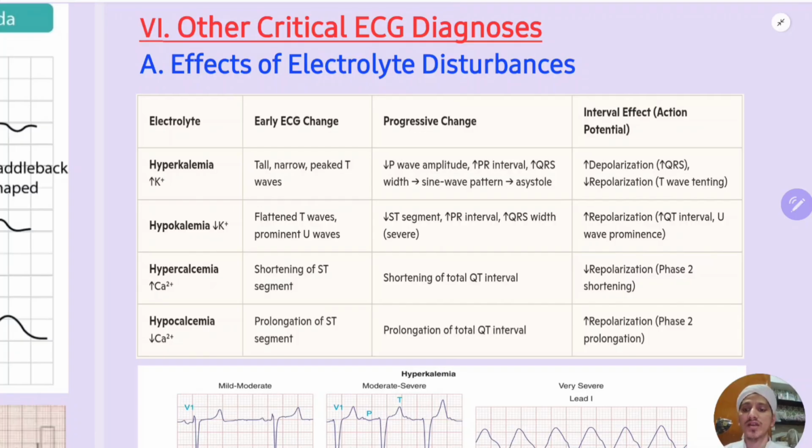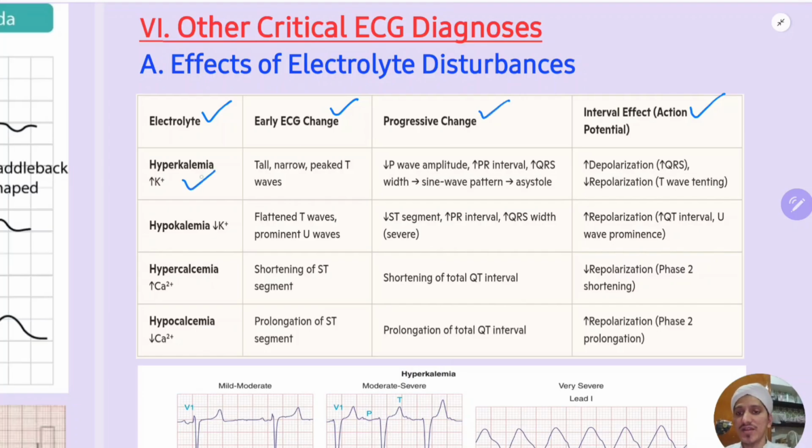Effect of electrolyte disturbances. In that, potassium and calcium disturbances are very common. So one by one we will discuss hyper and hypo. Number one is hyperkalemia. So this is the electrolyte disturbance, this is the mechanism, this is the early ECG change, and this is the progressive change, the initial earliest change.